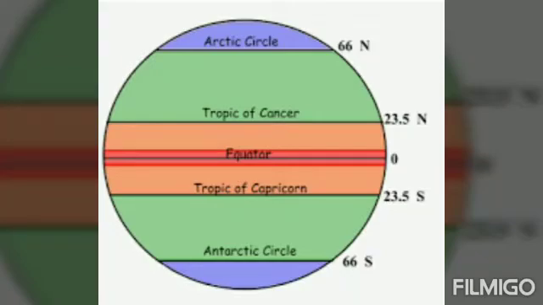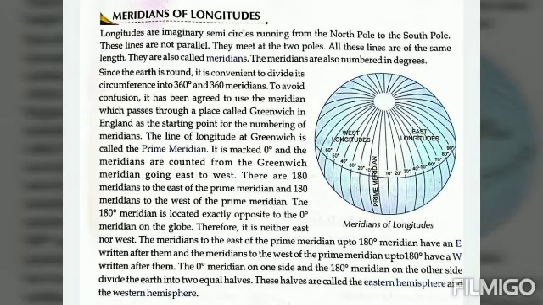Students, in our previous module, we have learnt about the Earth's surface, lines of latitudes and important parallels. These important parallels help to find out the weather and climate of a particular zone. Now let's start reading about meridians of longitudes.